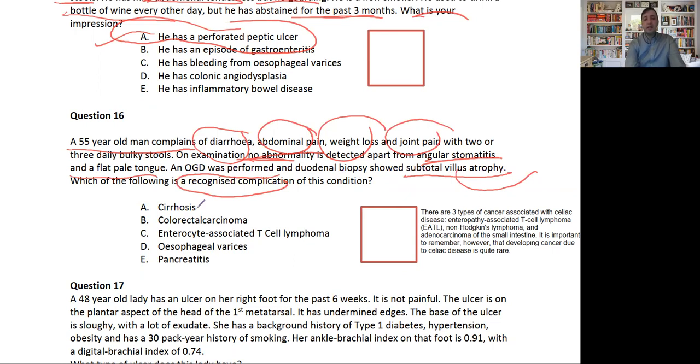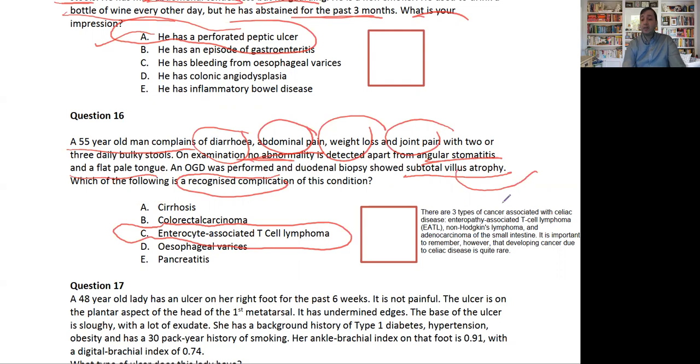Cirrhosis is unlikely, it's not a recognized complication. Colorectal carcinoma is not a recognized complication. Enteropathy-associated T-cell lymphoma is a recognized complication of celiac disease. Esophageal varices is not a recognized complication. Pancreatitis is not a recognized complication.